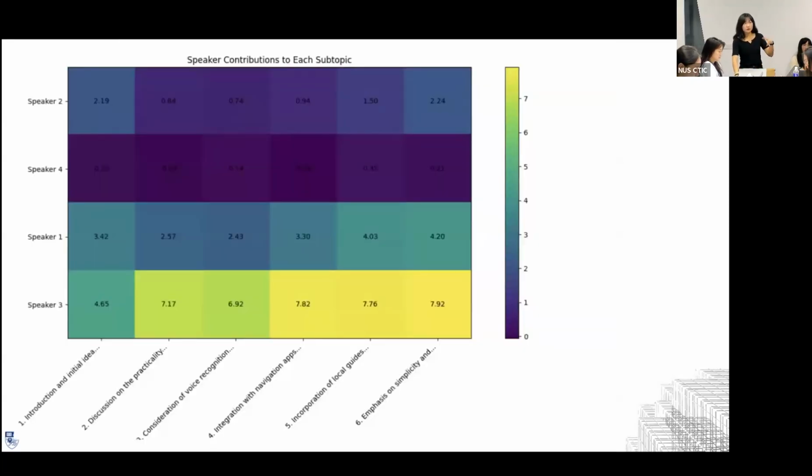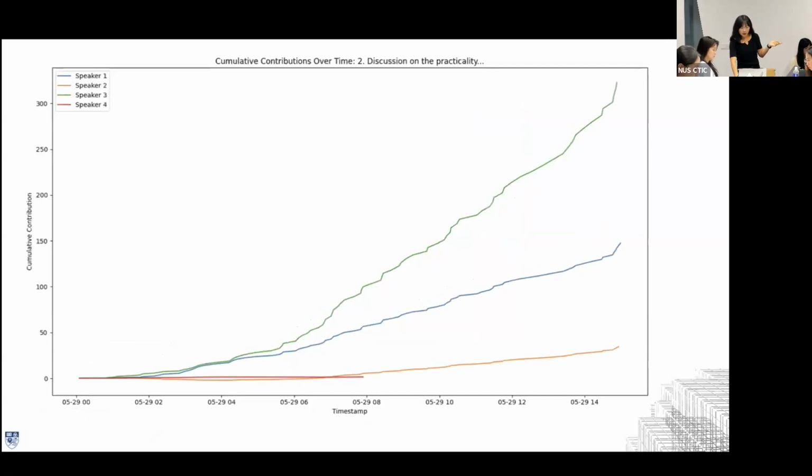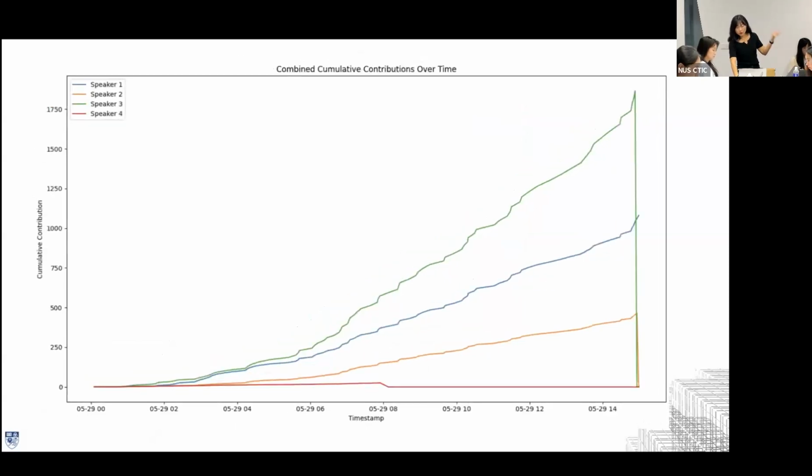So then after some ChatGPT fine-tuning, we know that there are these different stages, and we can see among all the speakers who are the ones contributing the most during the whole time and for each type of topic. And we can even dive into the specific stages of topic across the different speakers if we want to. And then, of course, we can aggregate them.